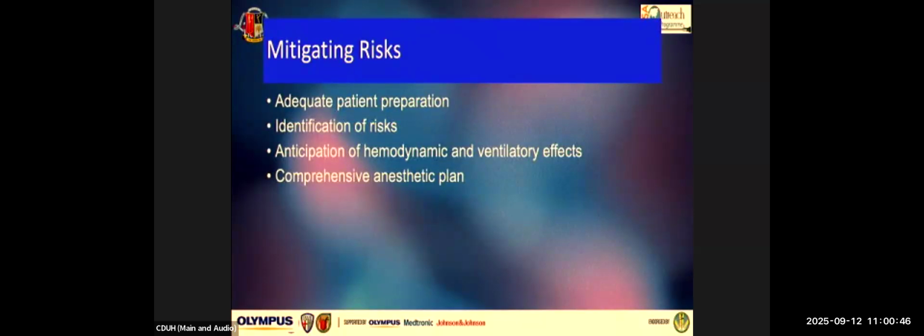So generally, laparoscopic surgery has a lower cardiovascular risk compared to open techniques. And understanding the effects of laparoscopy and the pneumoperitoneum on cardiovascular physiology will help us mitigate this risk for a safer and better outcome for our patients. It is essential to adequately assess and prepare the patient. We can identify the risks and therefore anticipate the hemodynamic and ventilatory effects. Then the team can make a very comprehensive preoperative, intraoperative, and postoperative anesthetic plan for the patient.